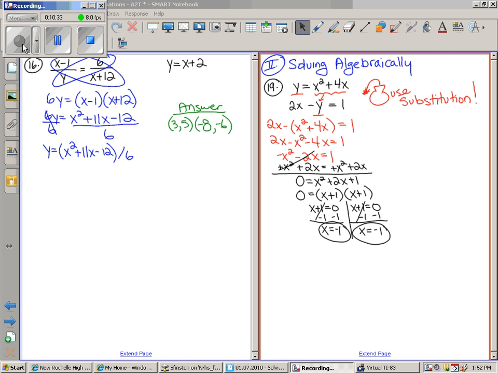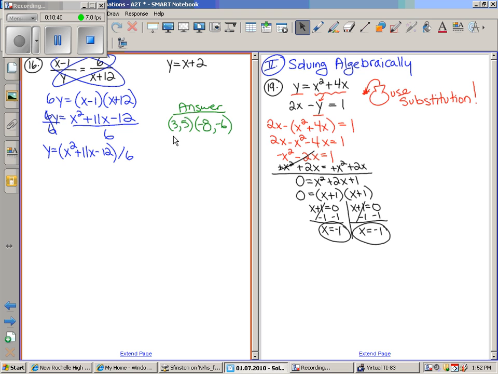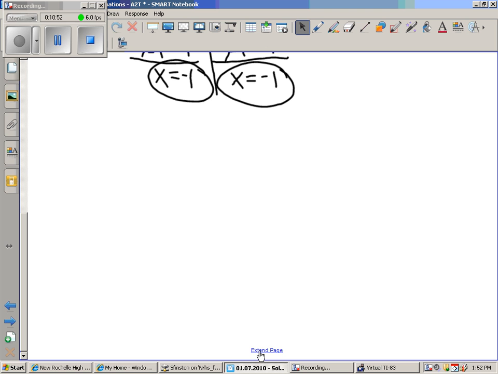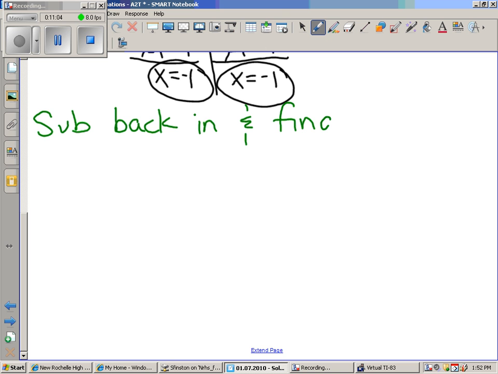So I want you to see something. When you solve it algebraically, it's the same kind of problems, so you should get the same kind of answers. And notice this answer has an x and a y coordinate for its answer. You need a y coordinate that corresponds to this x. So sub back in and find y. That's what you have to do next.